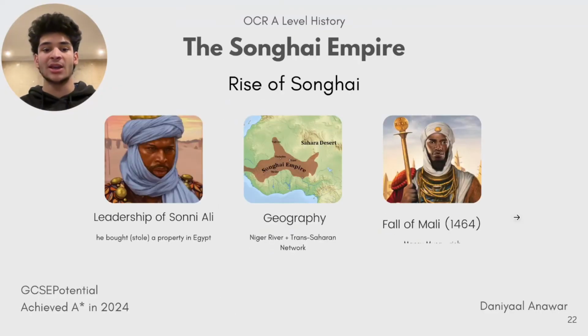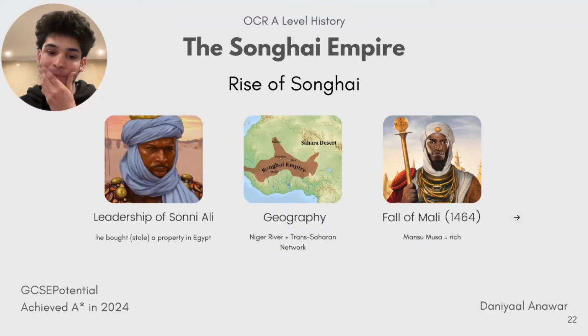Songhai Empire, let's begin. The rise of Songhai, here are the 3 points. So the first point is the leadership of Sonny Ali. As you can see there, just a random image. Sonny Ali was the initial leader when it came to the Songhai Empire. He stole a property in Egypt. Once again, 2025 joke. Sorry if you didn't understand it.